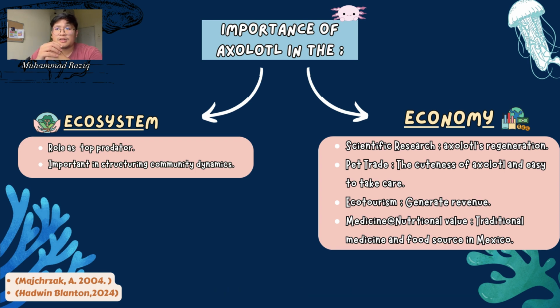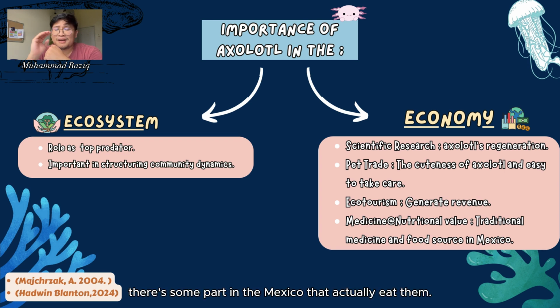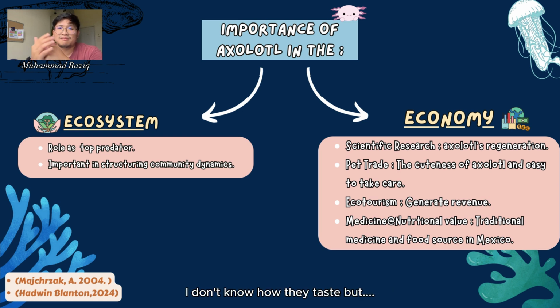And next, axolotls are categorized as exotic animals. As you know, humans like to see exotic things, exotic fruits, exotic animals, everything exotic. And people will pay money just to look at it. And the last one, there are some places in the world that make medicine out of it. And there are some parts of Mexico where people actually eat them. I don't know how it is, but it is what it is.